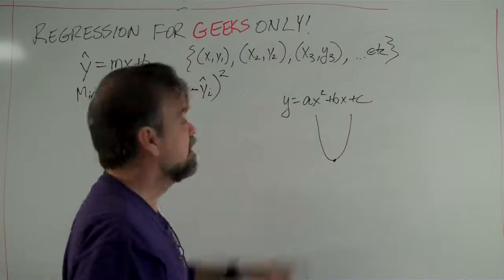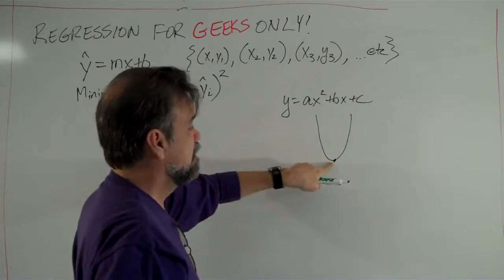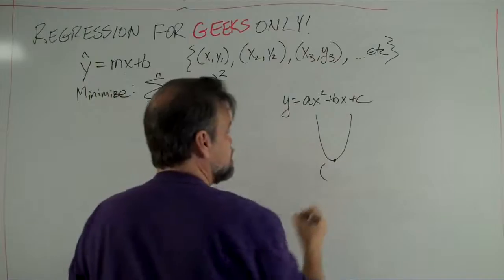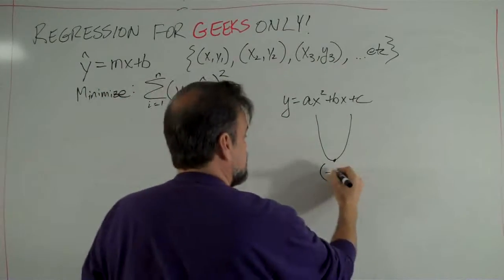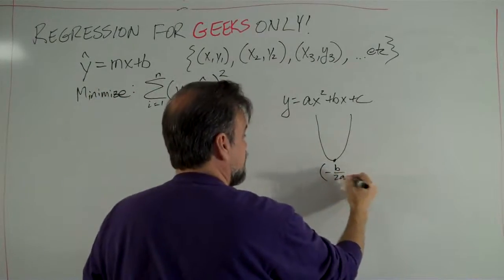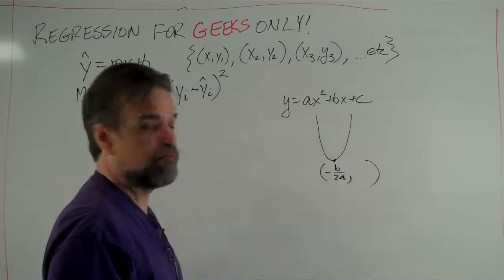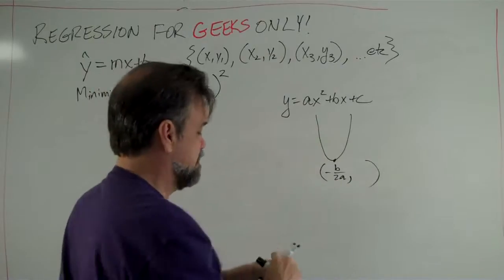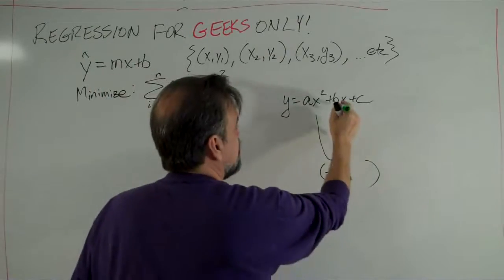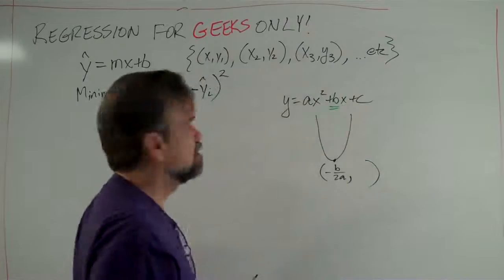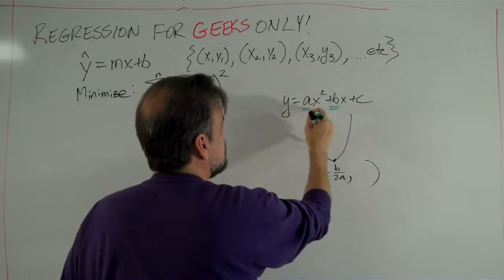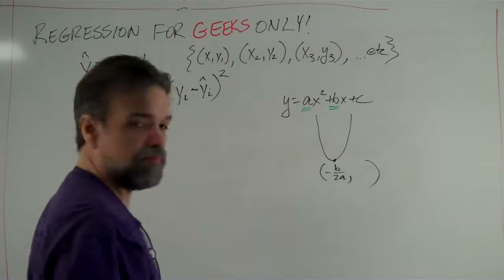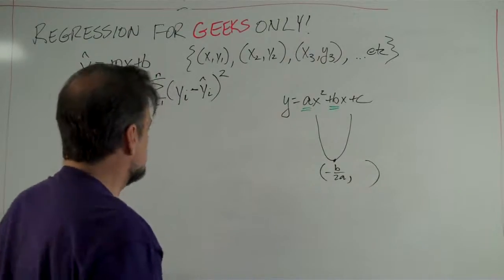And I want to remind you that in a quadratic function, this point is the lowest point. It's the point that minimizes it. And the x-coordinate of this point is negative b over 2a. I don't care what the y-coordinate of the point is, but I do care what the x-coordinate is. And it's negative b over 2a. That is to say, negative middle coefficient divided by 2 times the first coefficient. Okay? That's one thing.